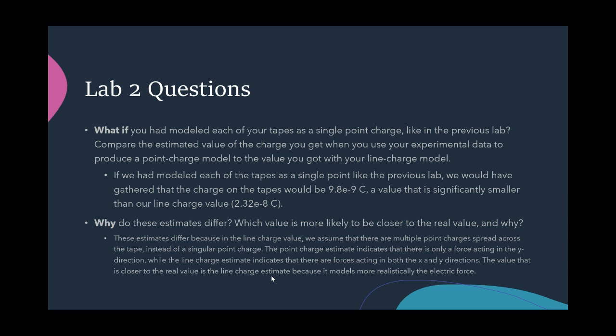So why do these estimates differ? And which value is more likely to be closer to the real value, and why? These estimates differ because in the line charge value, we assume that there are multiple point charges spread across the tape as opposed to a singular point charge. The point charge also estimates that there is only a force acting in the y direction, while the line charge indicates that there are forces acting in both the x and y directions, thus creating a different ultimate charge. The value that is closer to the real value is the line charge estimate because it models the electric force more realistically.